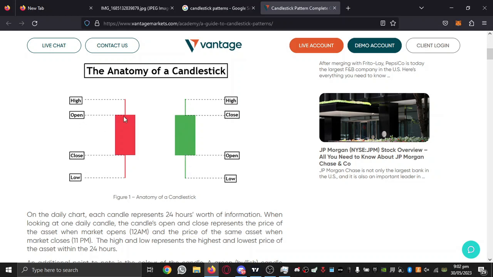And the bearish candle always opens at the top because the price is going down, right? The price opens at the top and closes at the bottom. And this is the body of the candle. While the wicks, these are the high and the low of the particular candle in question.